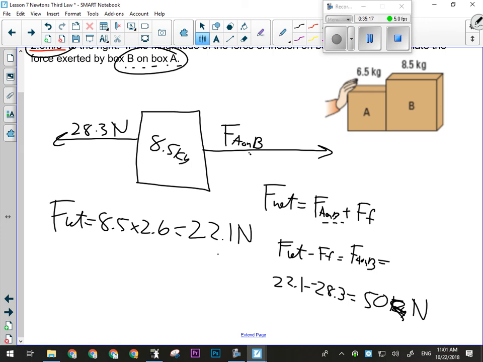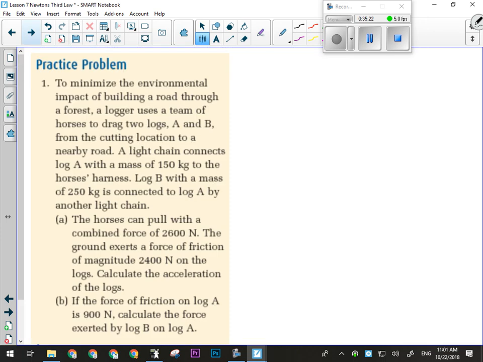Any other questions on that one? Okay. I want you to try this question here with the horse team that's dragging the two logs out from the harvesting area. We've done a few questions with one box attached to another box by a cable, and we did just fine with those. But as soon as I said it's a Newton's third law question, suddenly we're having trouble with them. This is just like the ones we did before. Two boxes attached by a rope. In this case, it's two logs attached by a chain, but it's still two boxes attached by a rope.